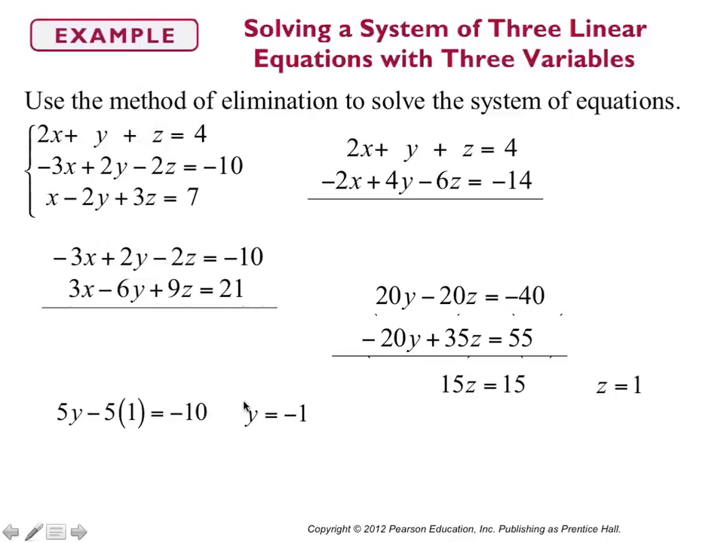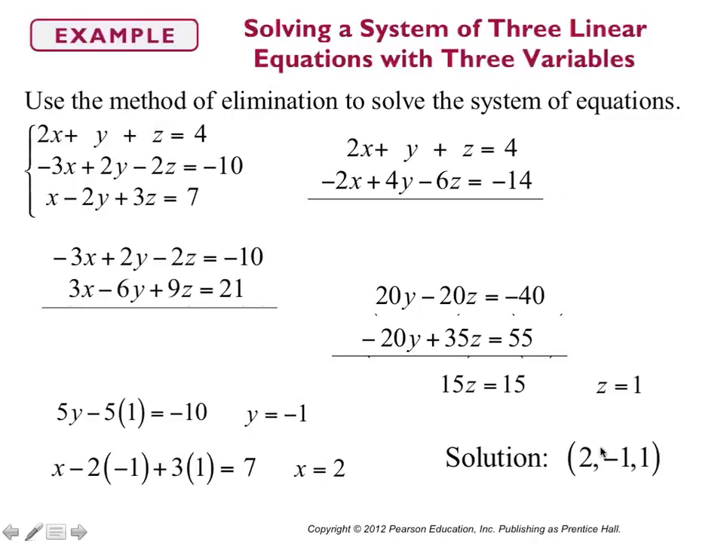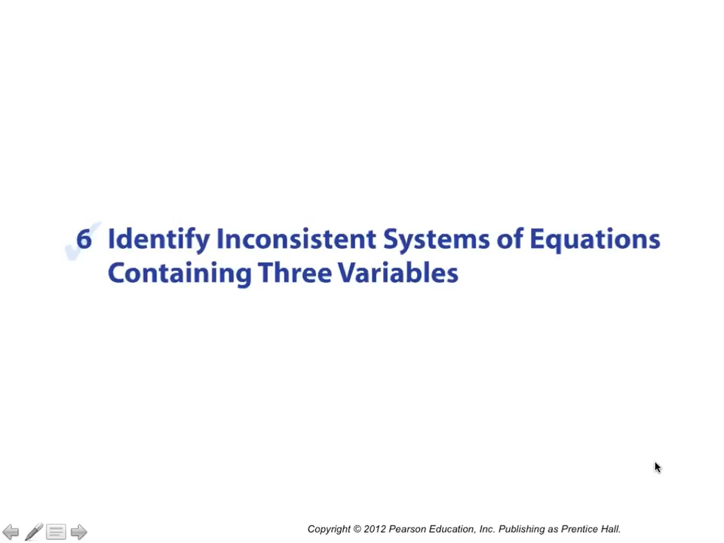So we know that z is 1, y is -1, and then what you do is use one of your original equations in order to find x. The third equation is easiest because x has no coefficient, it's just a coefficient of 1. So we have x minus 2 times -1 plus 3 times 1 equals 7. If you solve this, you get x equals 2. So our solution set is written as 2, which is our x value, comma, -1, which is our y value, comma, 1, which is our z value.